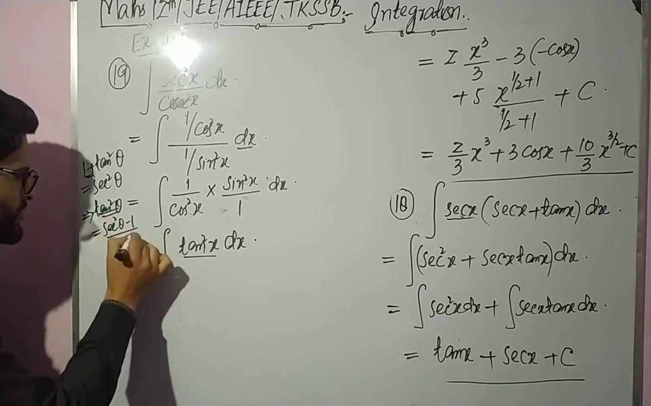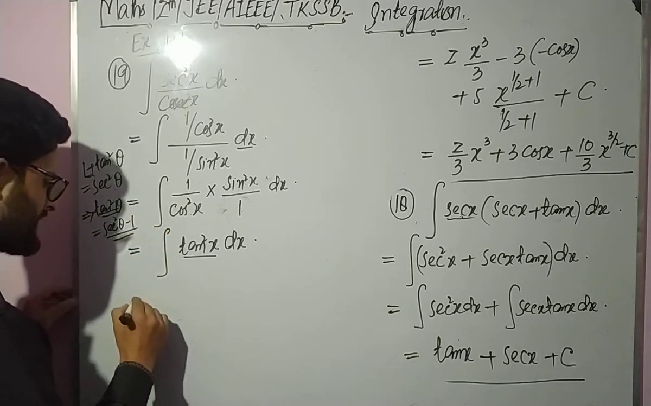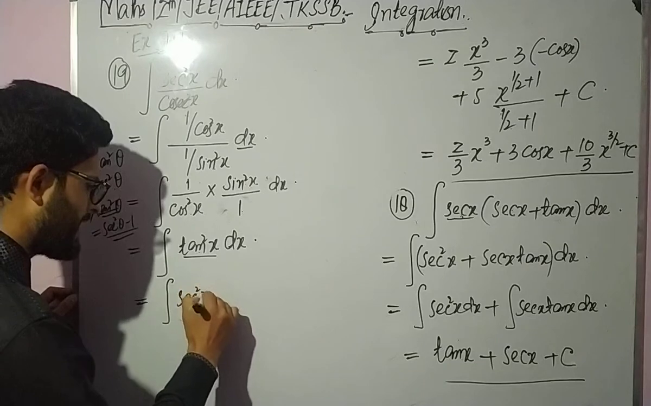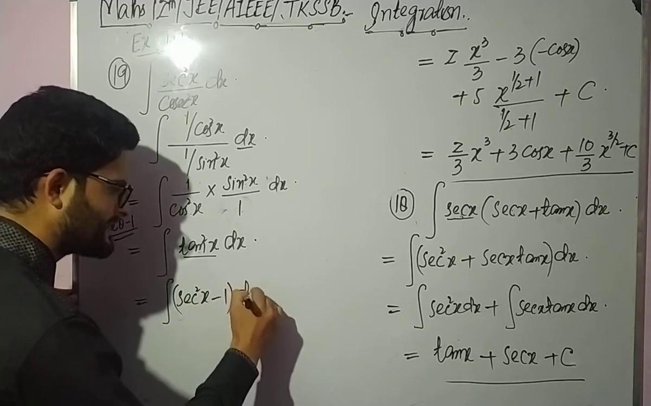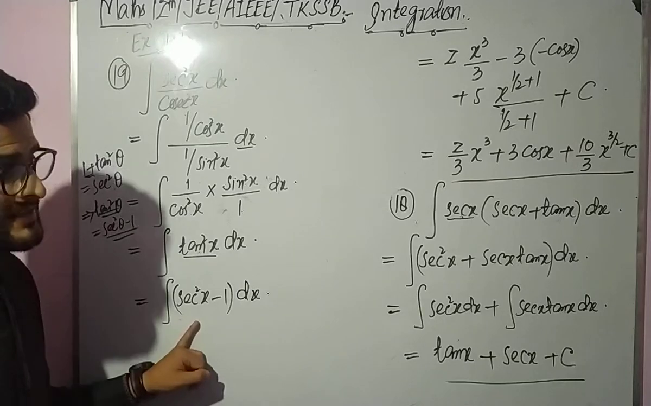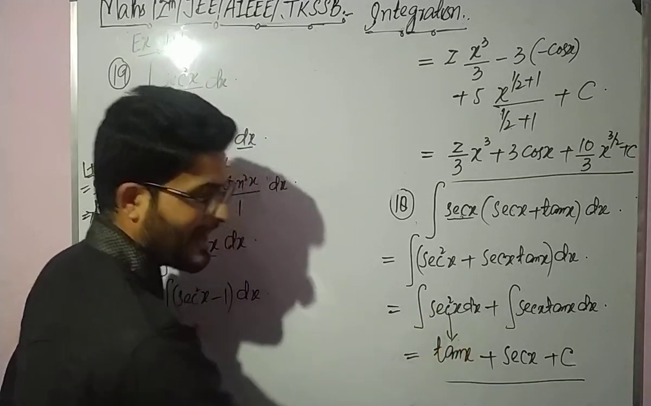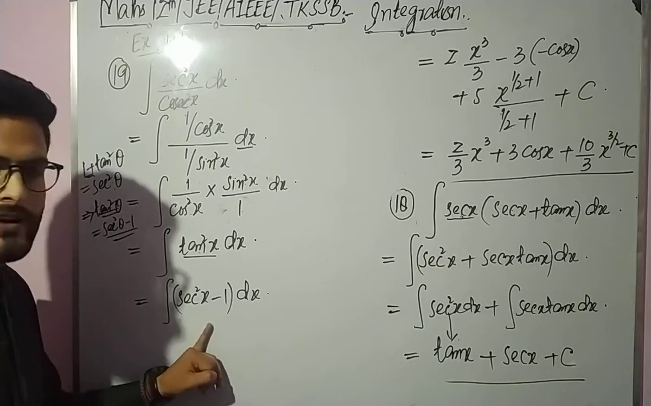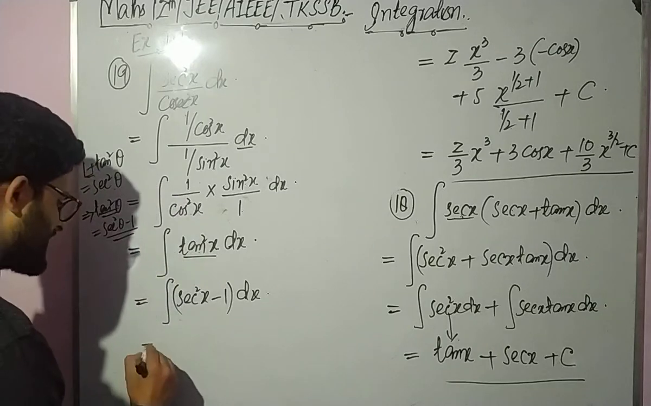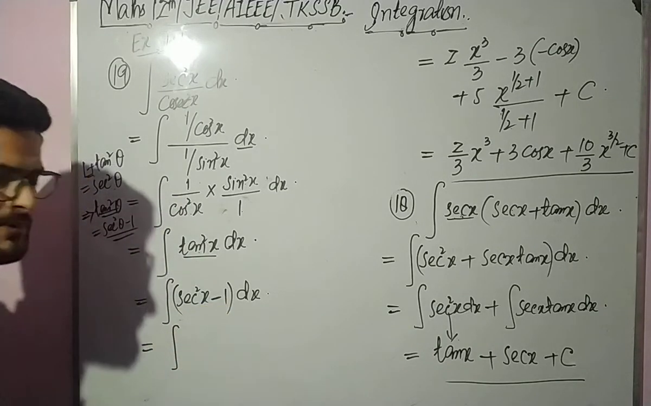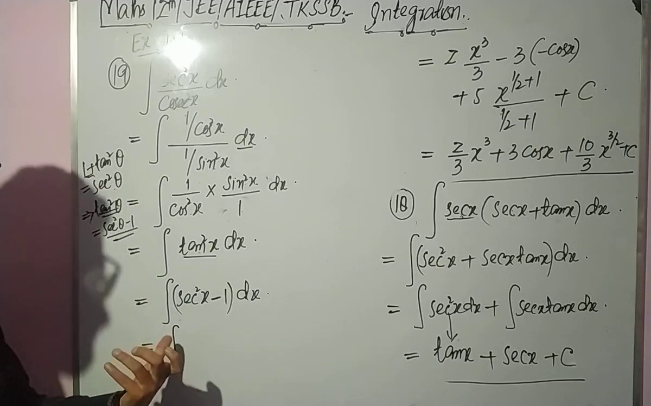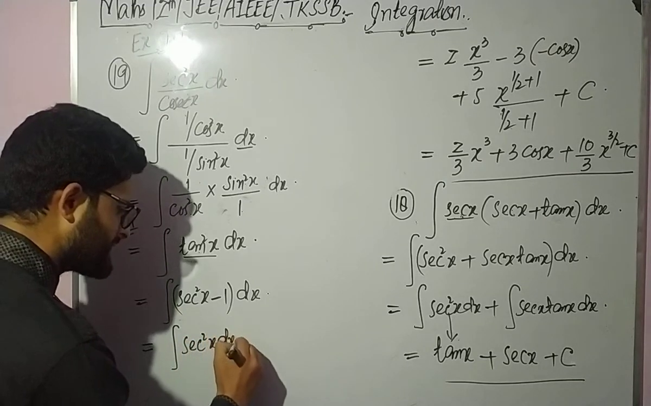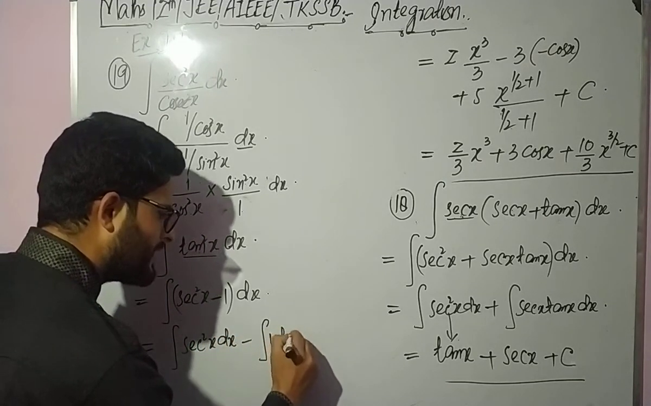Now we will change tan square theta into sec square theta. So integration of tan square x can be written as integration of sec square x minus 1 into dx. Now why did we do this? Because sec square is a standard integral, whose integration is tan x. So sec square x and 1 are both standard integrals, and we can integrate the function quite conveniently. So this can be written as integration of sec square x dx minus integration of 1 dx. Since there is a subtraction in between, you can separate them, or do it directly too; I am doing it for explanation.